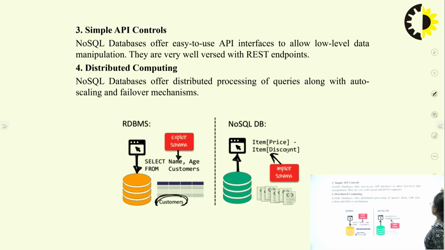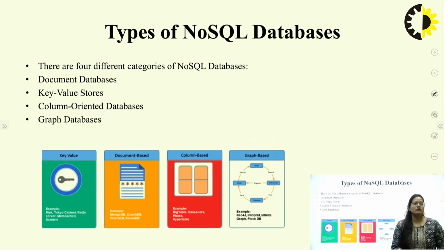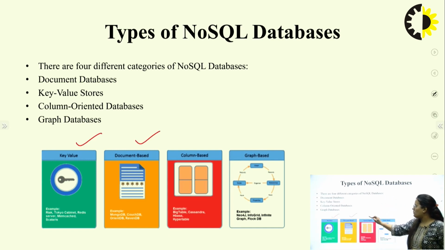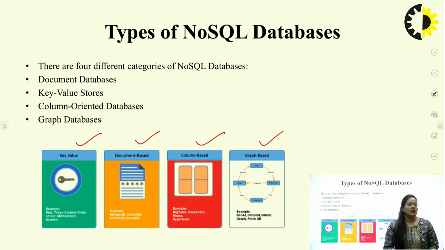Okay, next will be types of NoSQL database. There are 4 different categories of NoSQL database. First one is document based, second one is key value store, third one is column oriented database, fourth one is graph based database. Let's discuss each of them in detail.